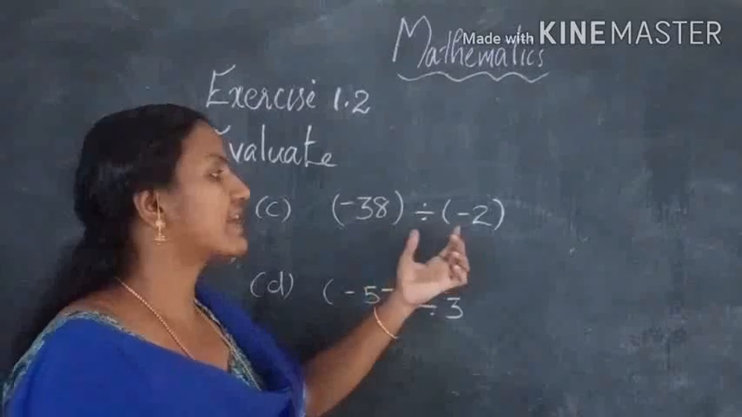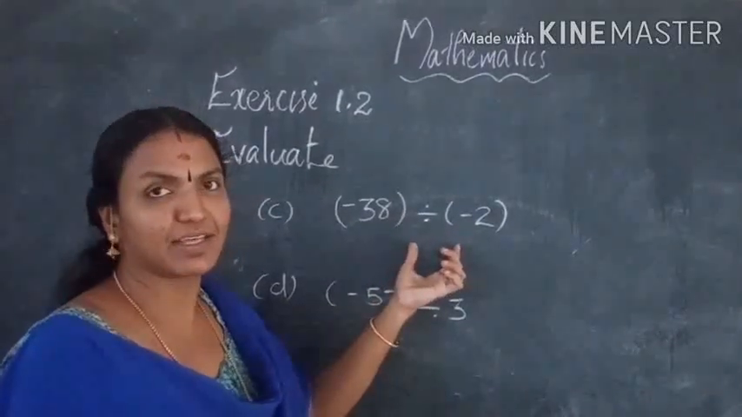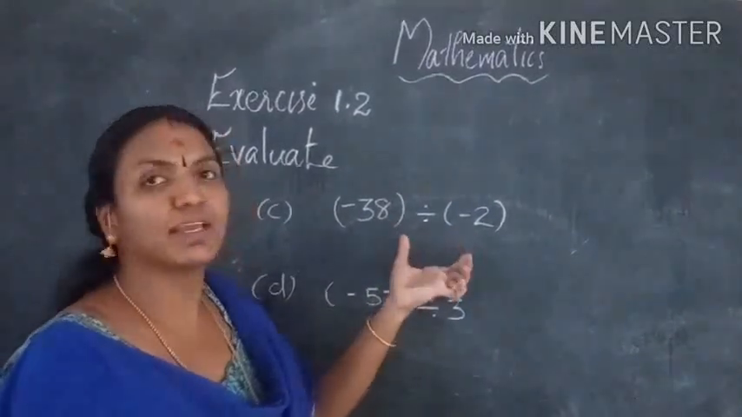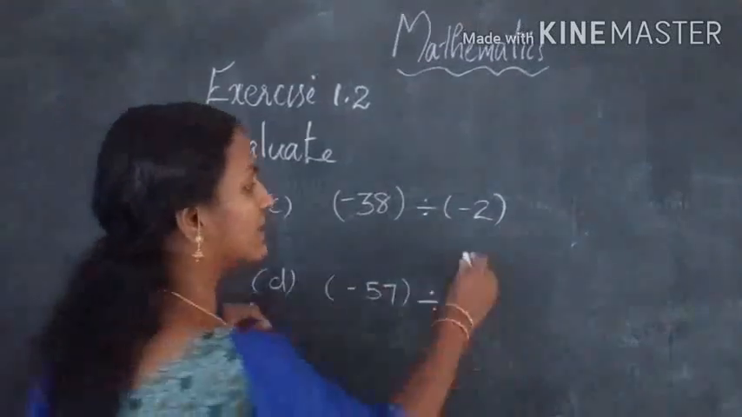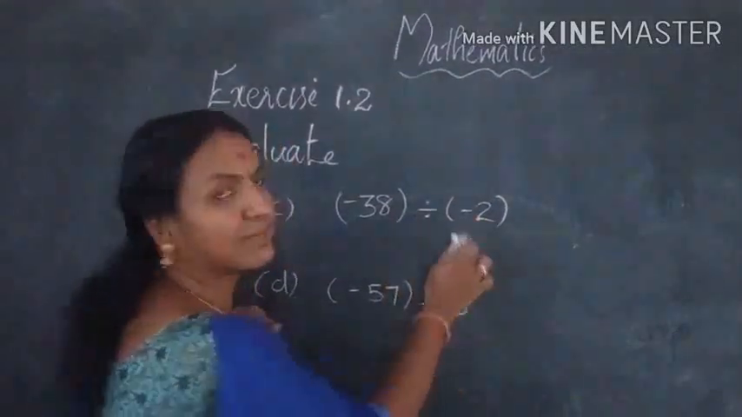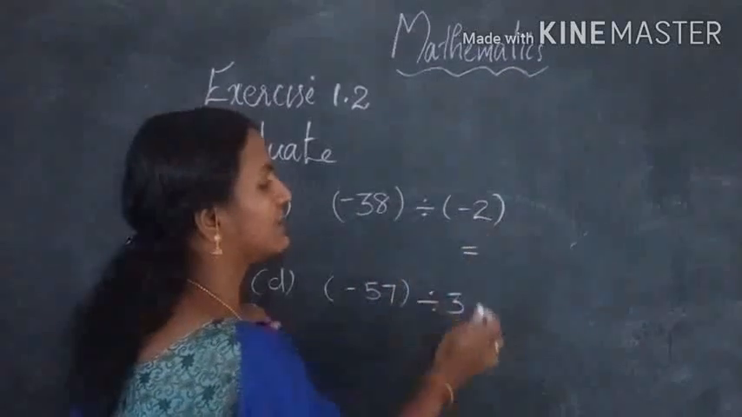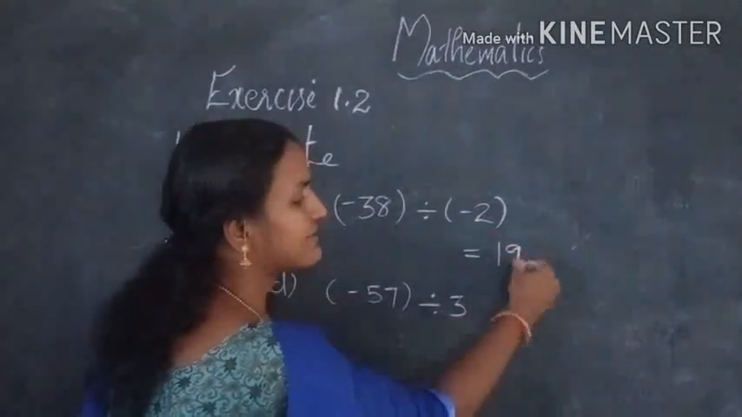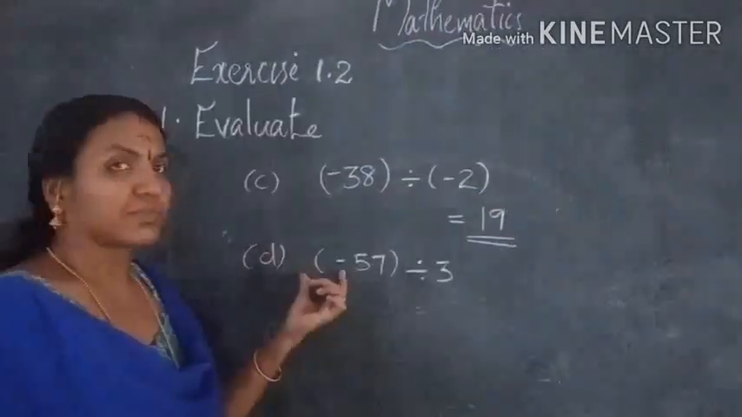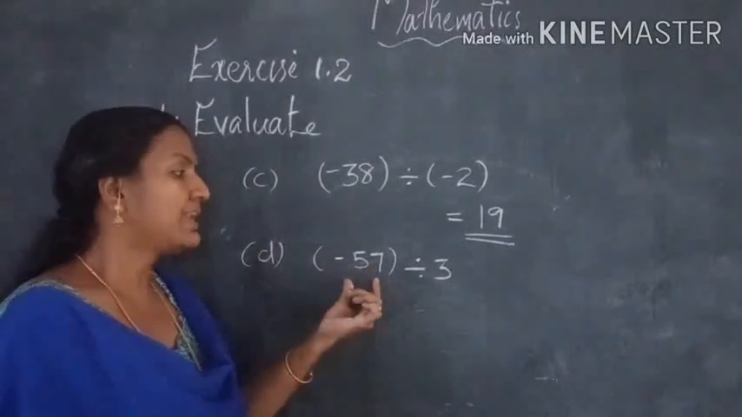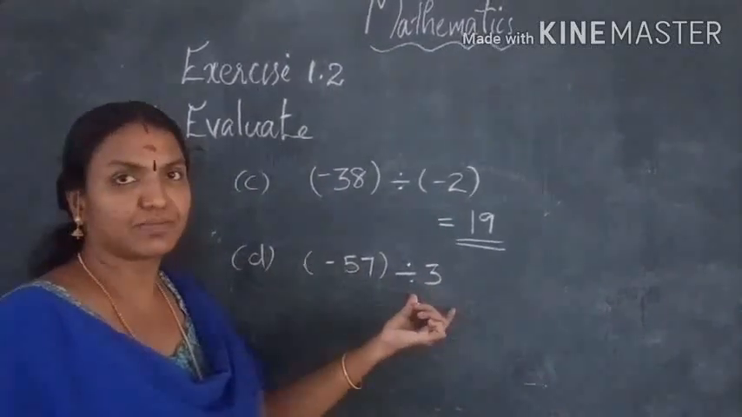The next question, minus 38 divided by minus 2. Here, both the integers have the same sign. So, the result will be positive. Is equal to minus divided by minus plus, 38 divided by 2, 19. The answer is 19.